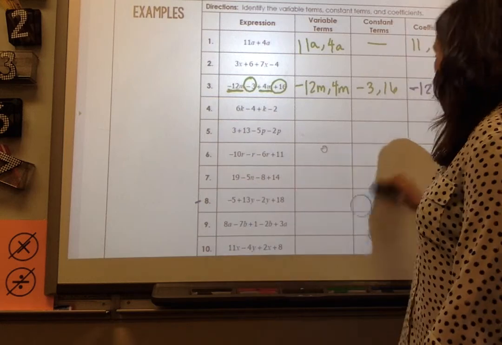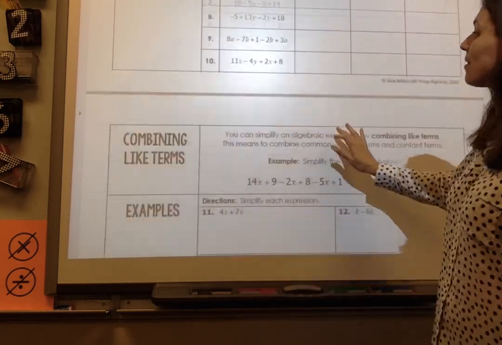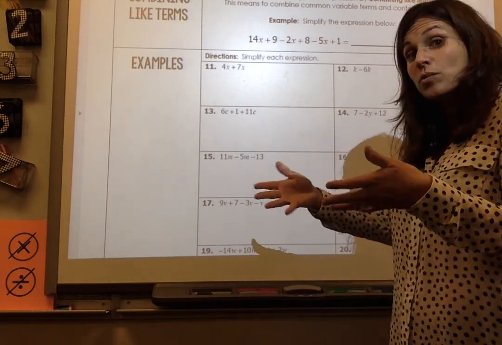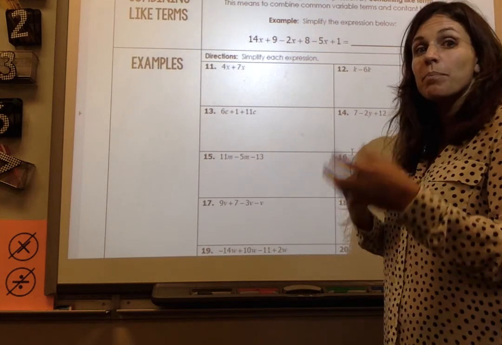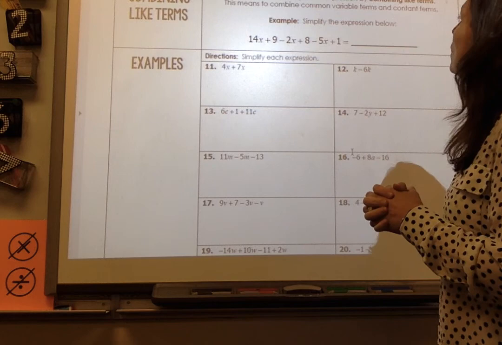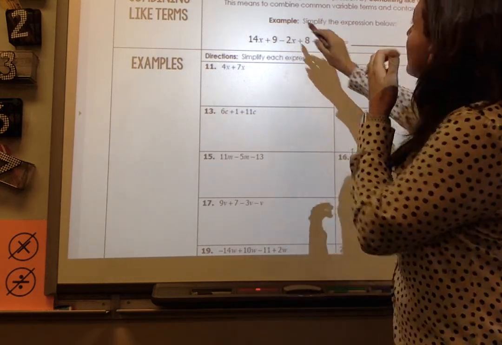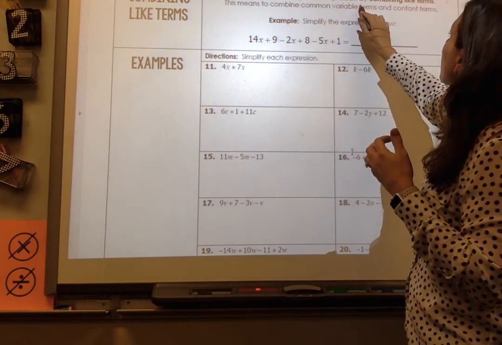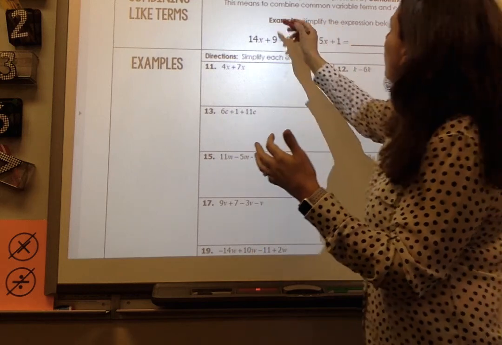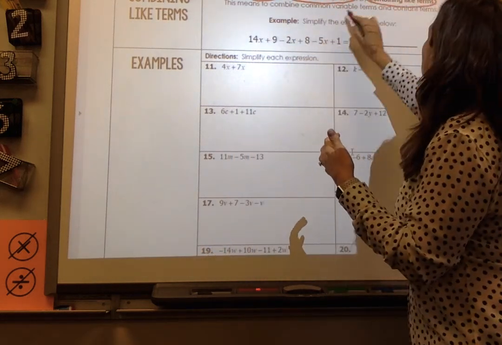All right? So let's jump to the back side of that paper and talk about combining like terms. Now that we know what the terms are, here's where we're going to combine. Notice we're not adding and subtracting, we're just combining like terms. So again, a big vocabulary word. We can simplify an algebraic expression by combining like terms. Look at all that vocabulary in here: simplify, algebraic expression, combining like terms.